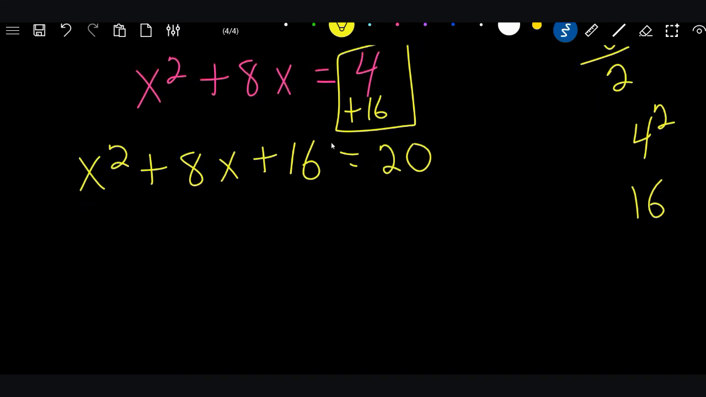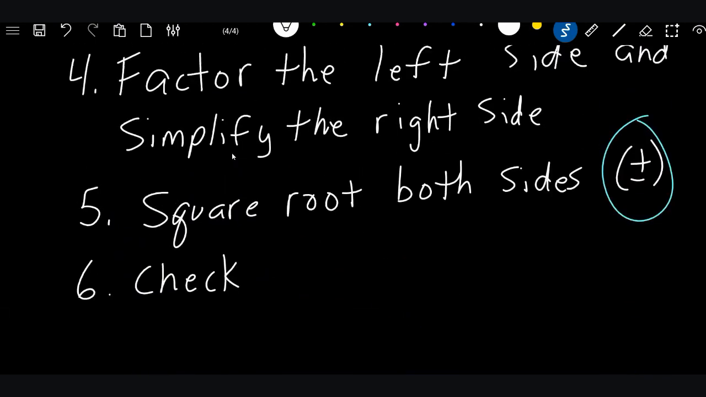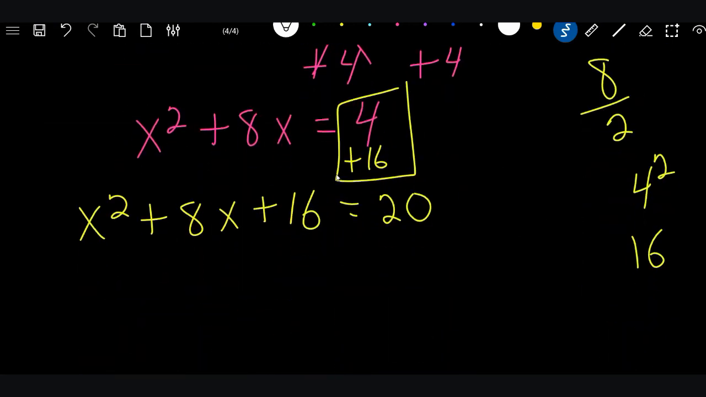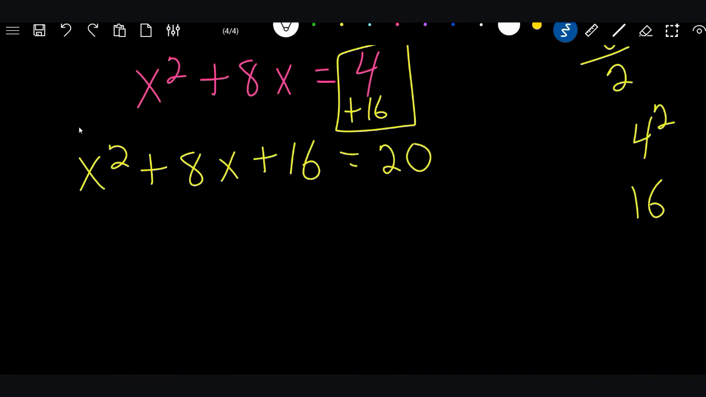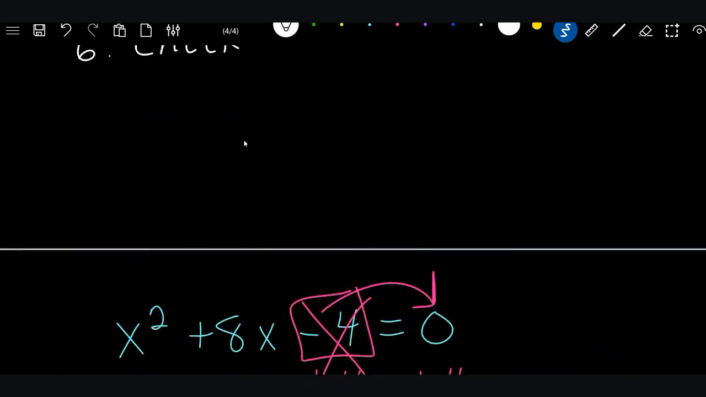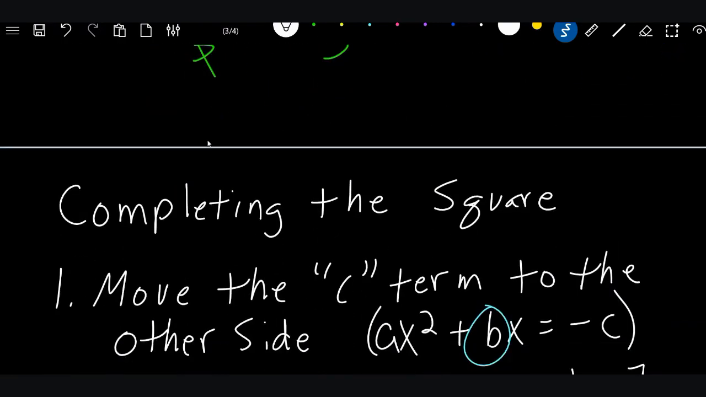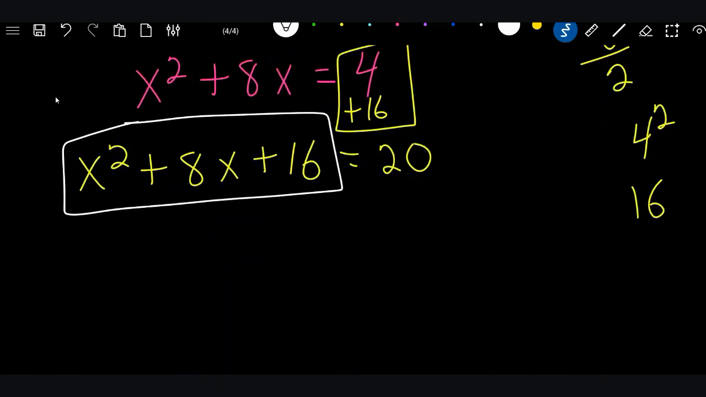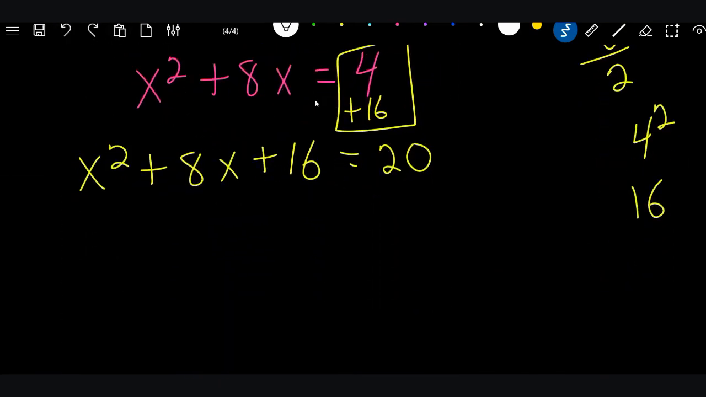All right, so now let's go back up and look at the next step. Factor the left side and simplify the right side. Well, the right side we already simplified, so now we just need to factor this one. And let me show you a little trick here. It's always going to create a square. What's the name of this thing? Completing the square. Oh, okay. So we completed the square. We turned this into a square, in other words.